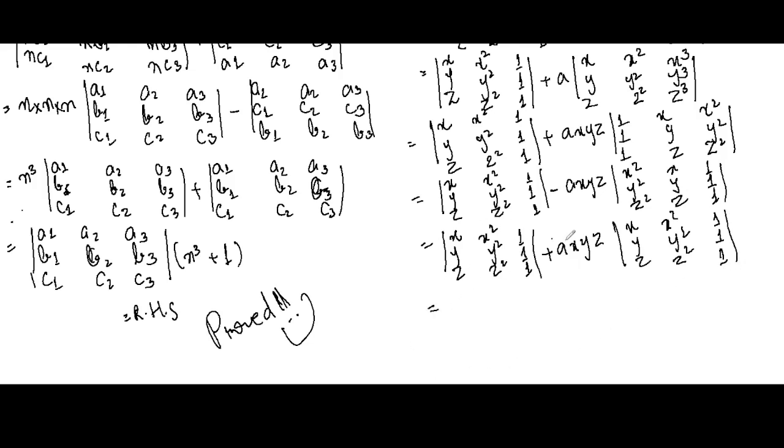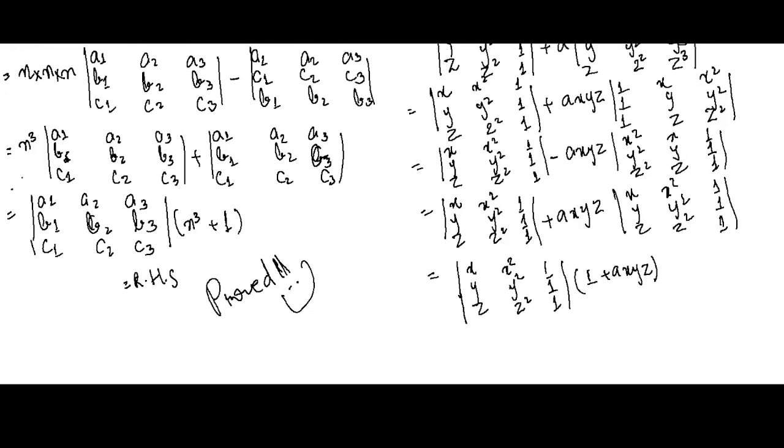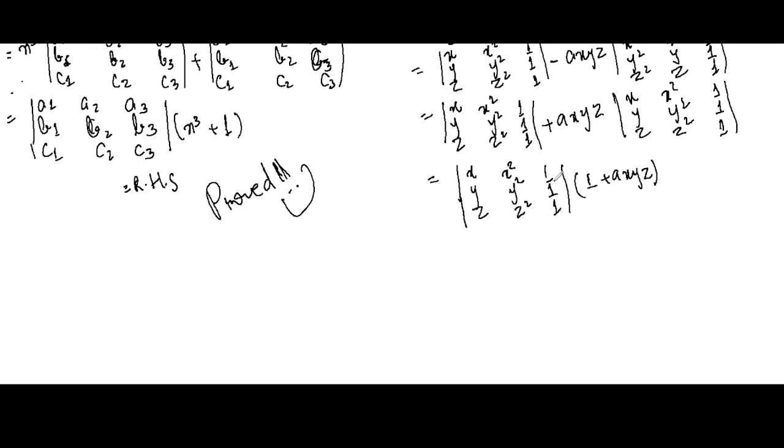Now let's take this determinant matrix as common. So we are going to write it over here: x, y, z, x squared, y squared, z squared, 1, 1, and 1, and 1 plus a, x, y, z. Now let's make these two 0 so that we can find its determinant easily. So what are we going to do? R2 minus R1 and R3 minus R1.